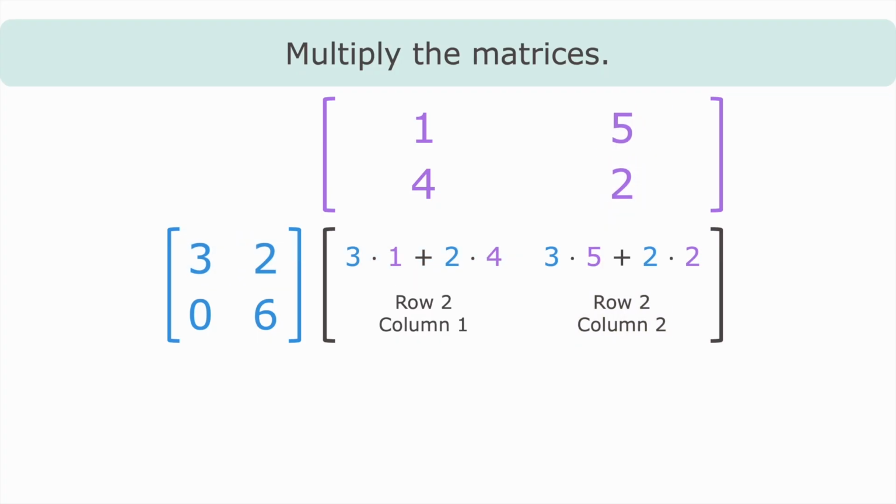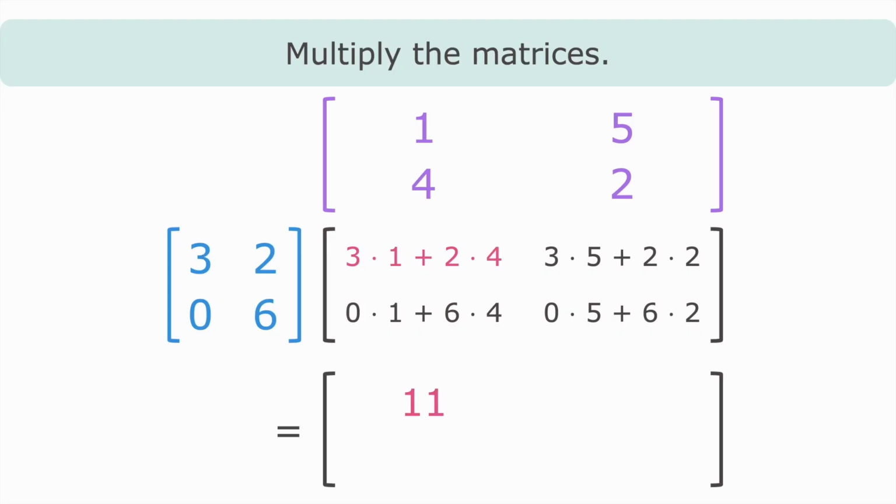Now we are moving to the entry in the second row, first column. 0 times 1 plus 6 times 4. Our last entry is in the second row, second column. 0 times 5 plus 6 times 2. Now let's simplify the expression in each entry of the product matrix. 3 times 1 plus 2 times 4 is 3 plus 8, or 11. 3 times 5 plus 2 times 2 is 15 plus 4, or 19. Down here we get 24 and 12.